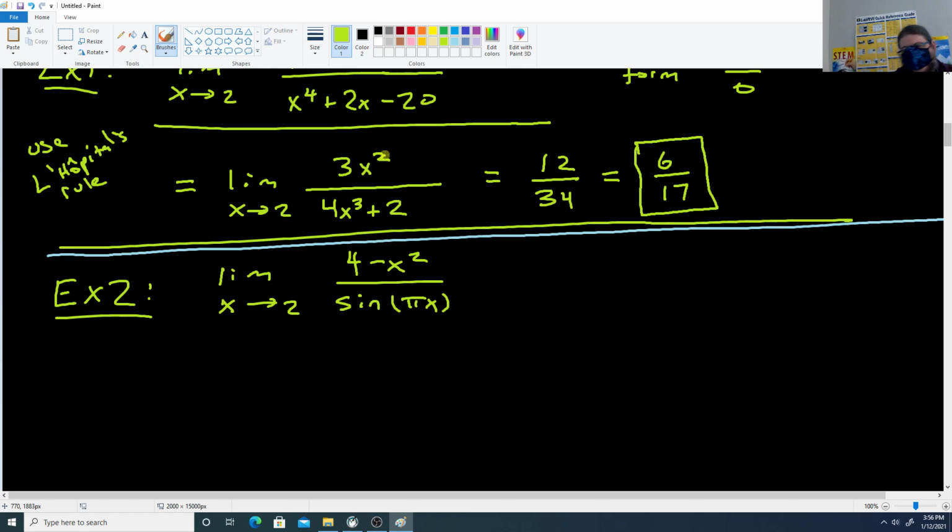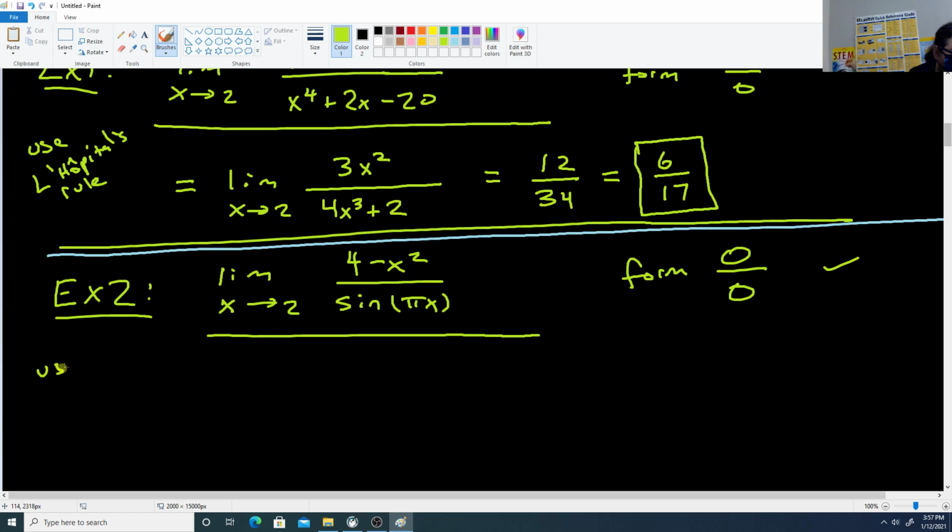Okay, so we want to evaluate this. So we say, okay, what happens if I evaluate this at 2? I get 4 minus 4, which is 0, over sine of 2 pi. Sine of 2 pi is 0. So we are in form 0 over 0 again, so we're okay to use L'Hopital's rule. If we got like 0 over 3, that's not the right form. It's not 0 over 0 or infinity over infinity, so we wouldn't be able to apply L'Hopital's rule.